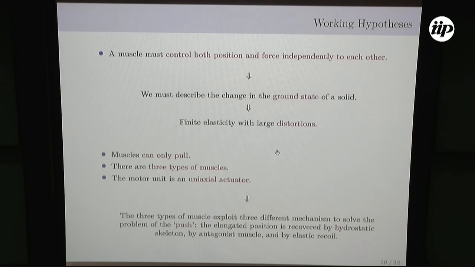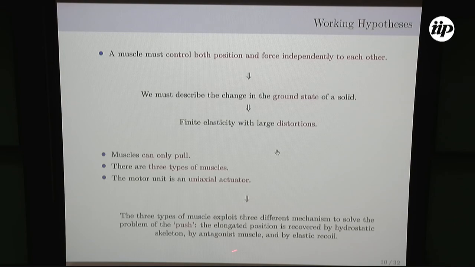So what's going on? The idea is that those 3 types of muscle exploit different mechanisms to solve the problem of the push, how to recover the initial position. And we have a hydrostatic skeleton for the smooth muscle. Usually we use smooth muscle around the vessel, and the vessel has fluid inside, so there is a pressure, and it is the hydrostatic pressure inside the vessel that functions as a skeleton, say.